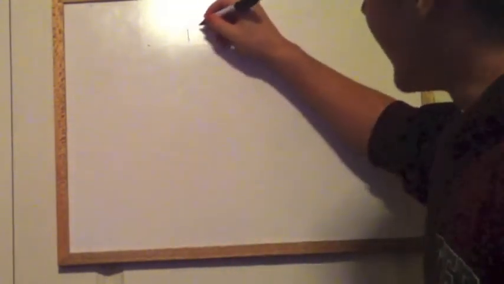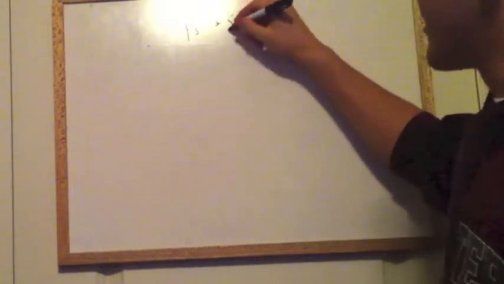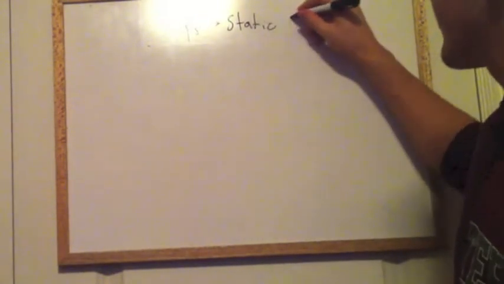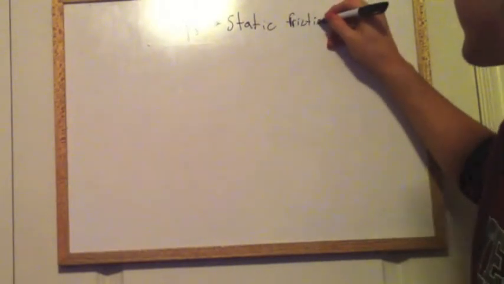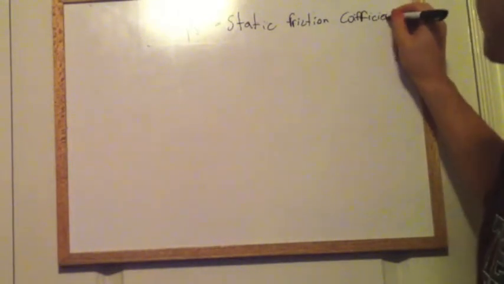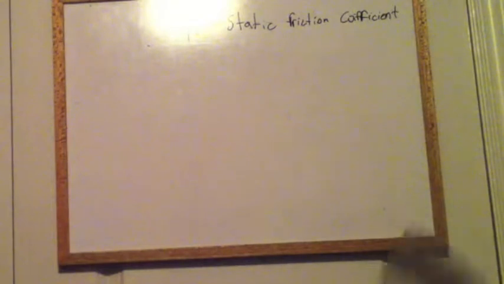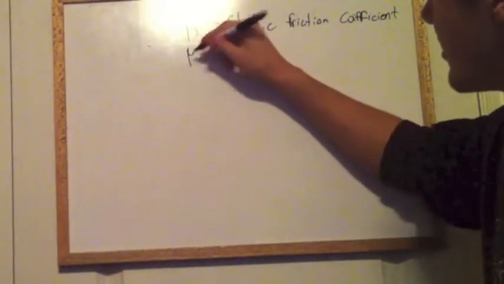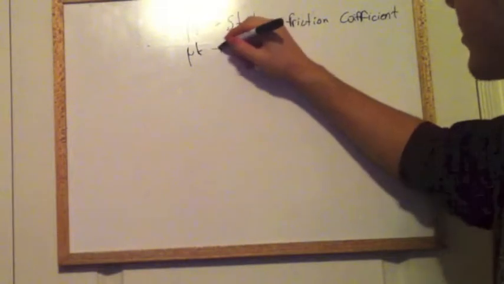Number 3. For two given surfaces, the coefficient of static friction is generally greater than the coefficient of kinetic friction. If you remember what those terms are, the coefficient of static friction is the mu s, static friction coefficient. And mu k is kinetic.